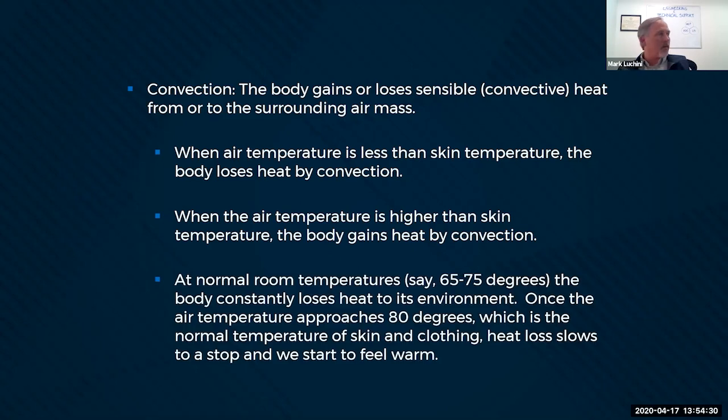So under normal conditions, we're always giving off heat to the environment, at normal room temperature. Our normal surface temperature, including clothing, is around 80 degrees. So once it gets above 80 degrees, we start to feel warm. We start to shed layers until we can't shed layers anymore without getting in trouble.